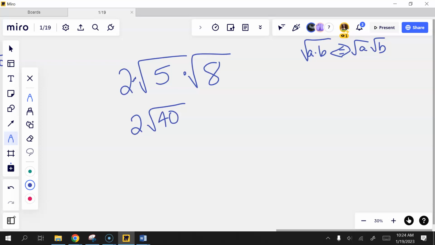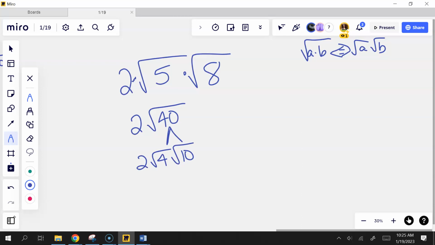Oh, okay. I got you. Now what I want to do is see if I can break this up into what and what? 4 and 10. So I have 2 times the square root of 4 times the square root of 10.